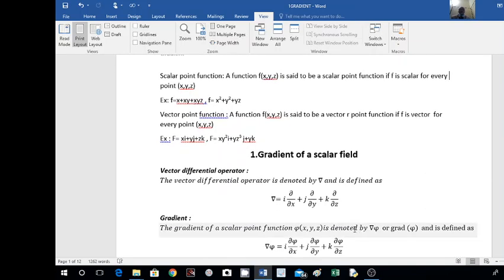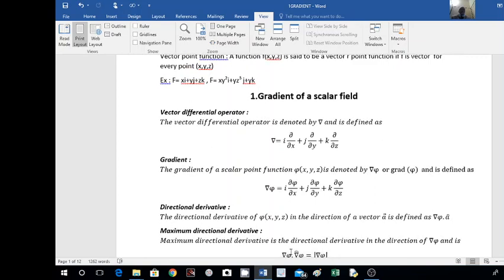Now, we define the vector differential operator. The vector differential operator, denoted by del, is defined as del is equal to i into dou by dou x plus j into dou by dou y plus k into dou by dou z. We define the gradient now. The gradient of a scalar point function phi of x comma y comma z is denoted by del phi or grad phi, and is defined as del phi is equal to i into dou phi by dou x plus j into dou phi by dou y plus k into dou phi by dou z.